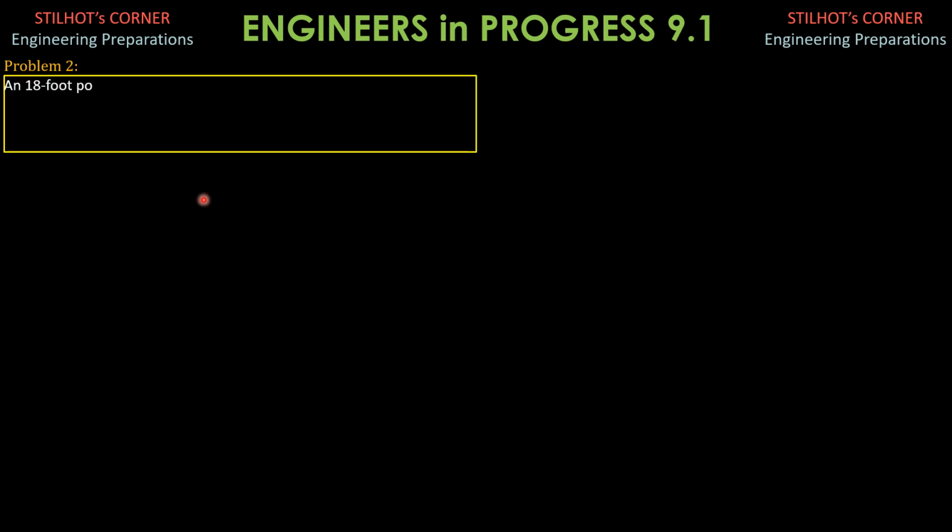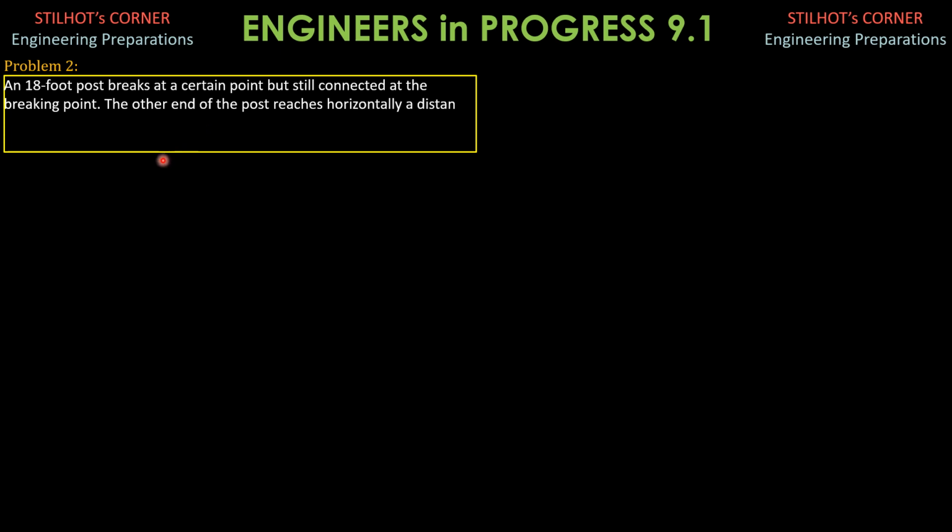Problem 2. An 18-foot post breaks at a certain point but is still connected at the breaking point. The other end of the post reaches horizontally a distance of 12 feet from the base of the post. How far is the breaking point above the flat ground? We can use the Pythagorean theorem here. You may draw the figure if you want.